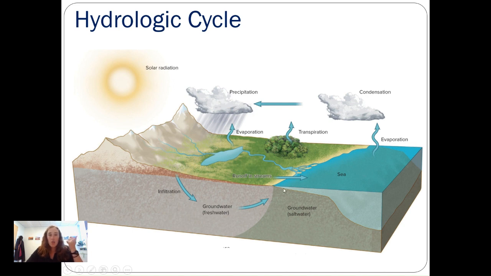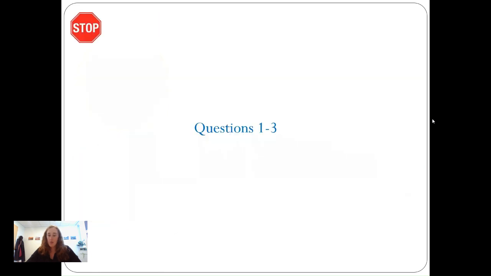We can get discharge, so movement of water underground from an aquifer, which we'll define in the next section, out to the ocean. We get evaporation. That's a way of moving water around the globe. Evaporation from land or evaporation from the ocean as well. So the hydrologic cycle or the water cycle is how we move water around the globe continuously. So based on this, you should be able to answer questions 1 through 3 on the quiz.